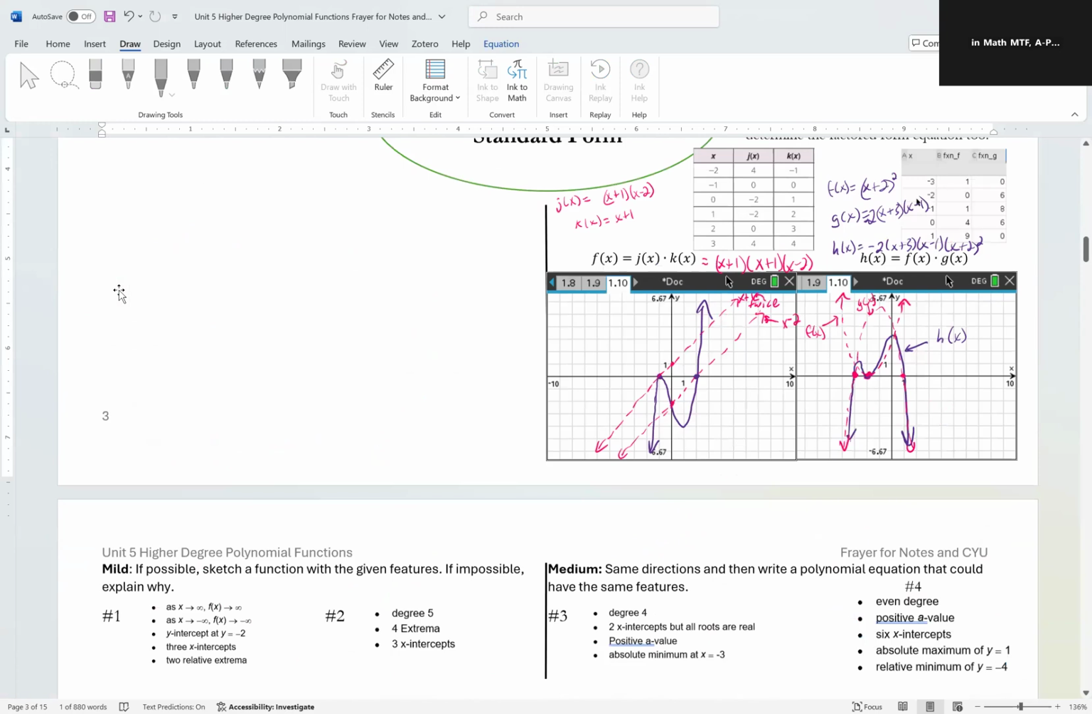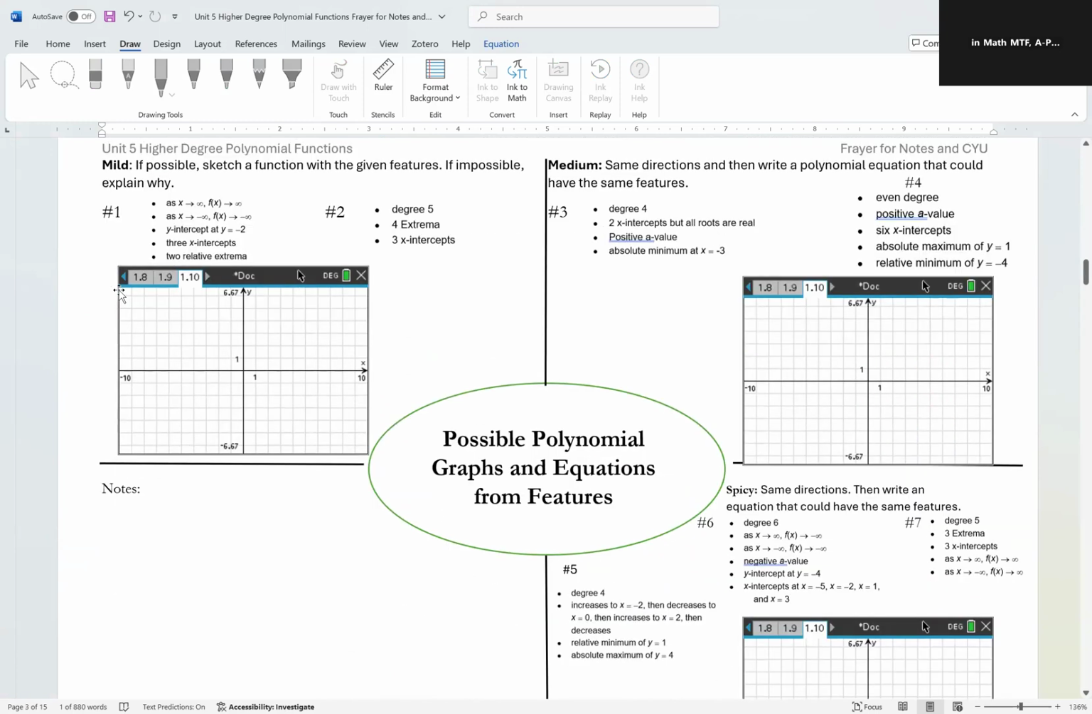Okay, so moving on to the second step, you'll check your understanding questions, possible polynomial graphs and equations from features. The one issue with this is that there's infinitely many options. So I'm going to start with the medium and just give you a few examples.